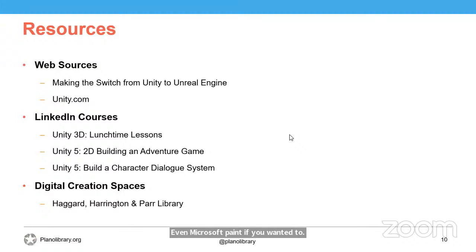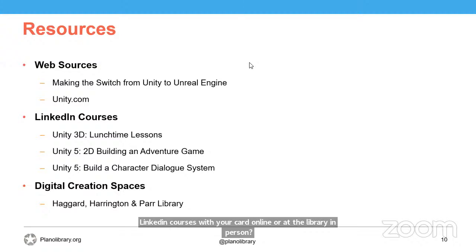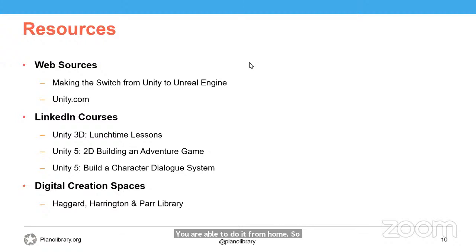And we have some more questions here. Okay, so another question is how do you access LinkedIn courses with your card, online or at the library in person? You are able to do it from home. So what you'll do, this is why I linked the research and learn page, you'll want to follow the link to LinkedIn Learning from that page. And then it will ask for your library card login. So you'll need your library card number and your PIN. And once you have done that, you'll have access to the LinkedIn courses, and you're able to search from there for the specific type of class you want.